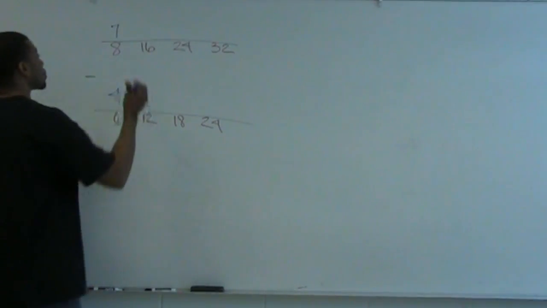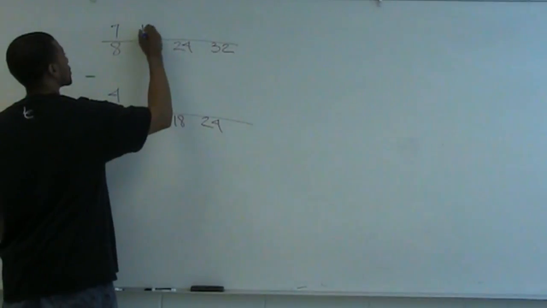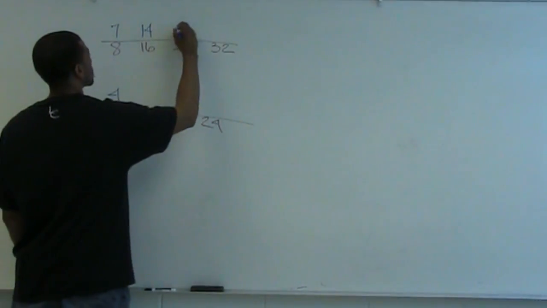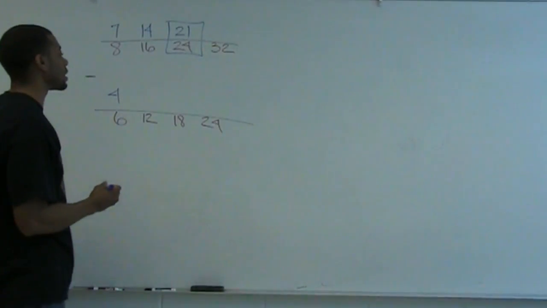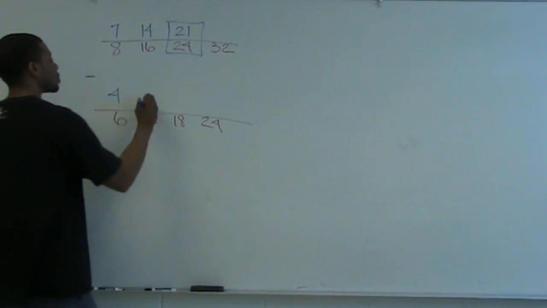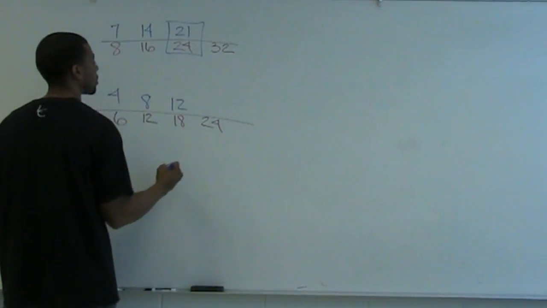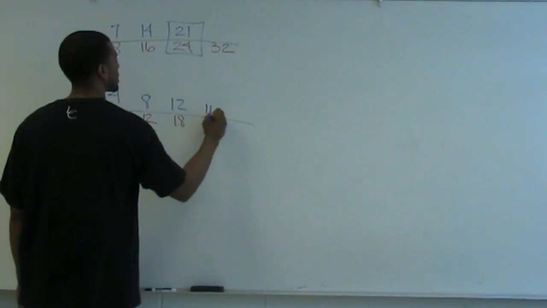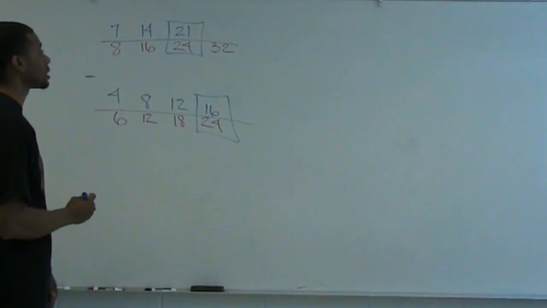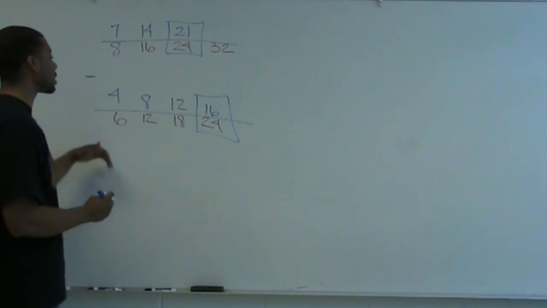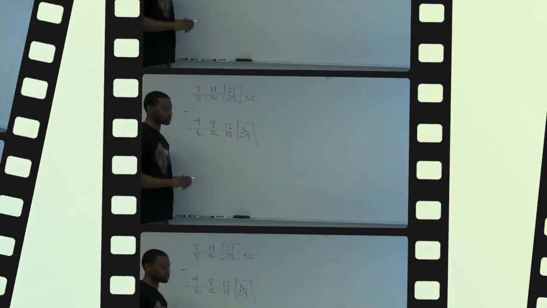Now I need to do the multiples for my numerator. 7 times 2 is 14. 7 times 3 is 21. So there's my new fraction for 7/8. 4 times 2 is 8. 4 times 3 is 12. 4 times 4 is 16. So now I have my new fraction for 4/6. Now we're going to rewrite them, and we're going to subtract 16/24 from 21/24.